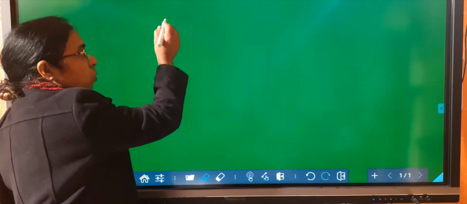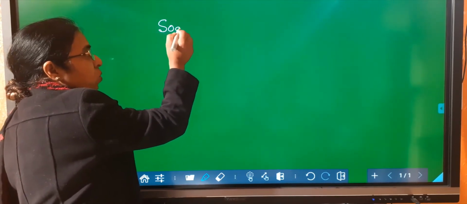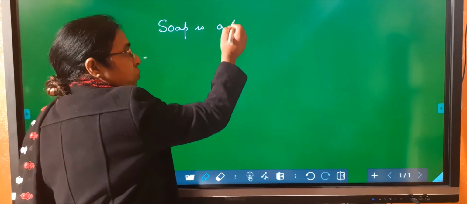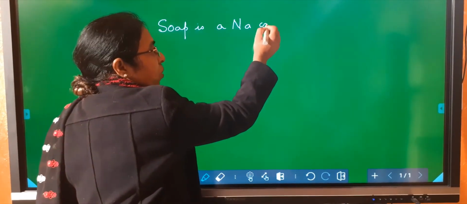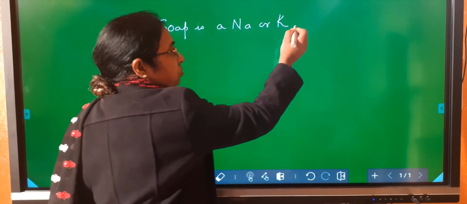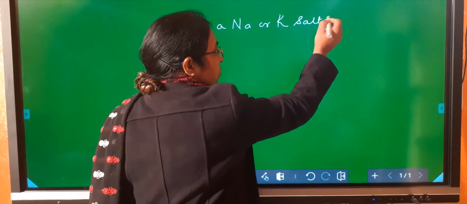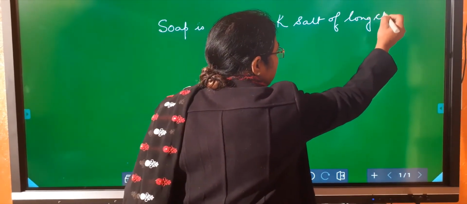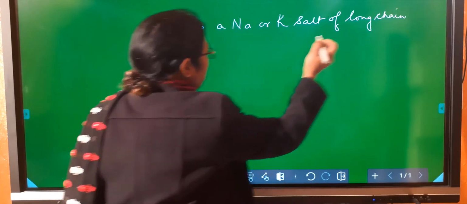So what is a soap? Soap is a sodium or potassium salt of long chain fatty acid.